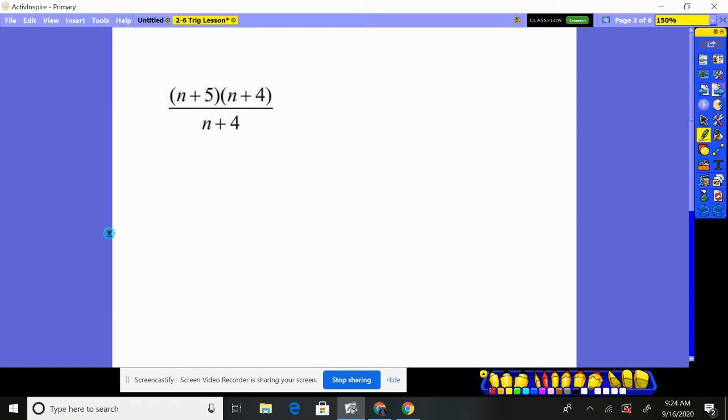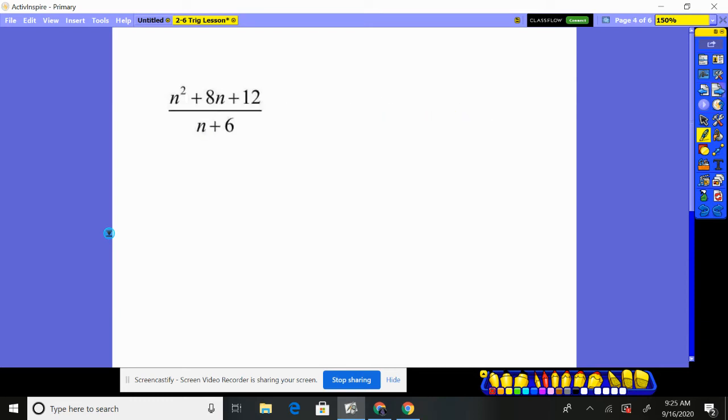So here, you and I notice n can't be a negative 4. Negative 4 would create a 0. But when you and I try to simplify this, we're like, hey, that and that cross out. This simplifies to simply n plus 5. Yes, it does. However, you must make the statement, it simplifies to n plus 5, but n cannot be a negative 4. That cannot happen.